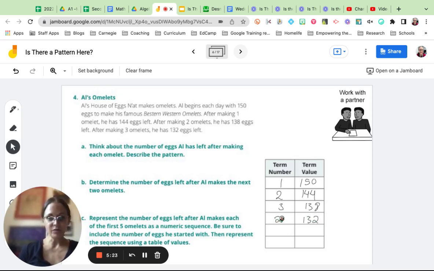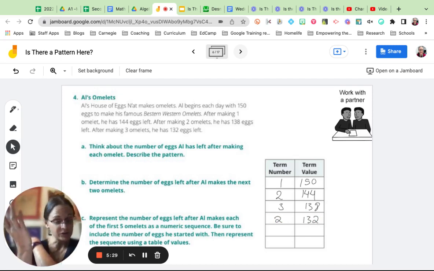Okay, pause the video, and what you're going to do with your partner is figure out what's happening to the eggs. Here's a good question. How long would it take Al to run out of eggs? So talk with your partner, describe this pattern, and answer the questions on the left. Pause the video and set a timer for 5 minutes.